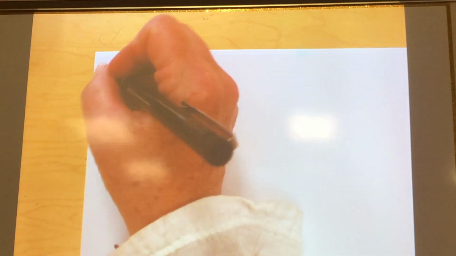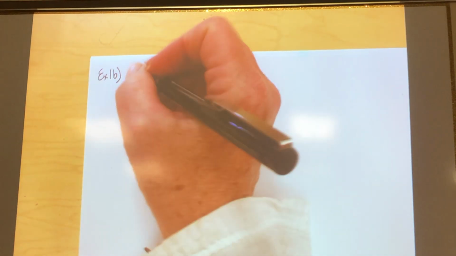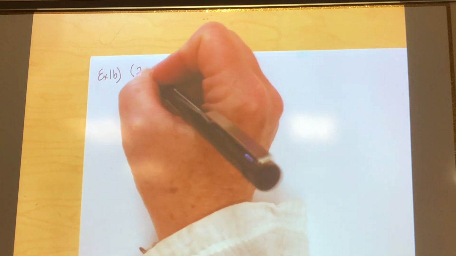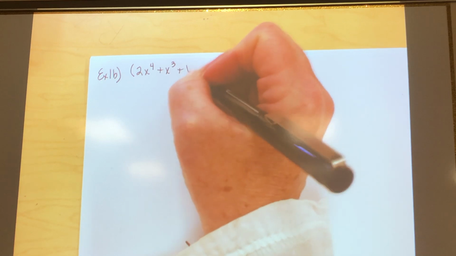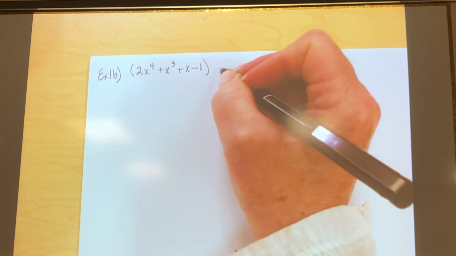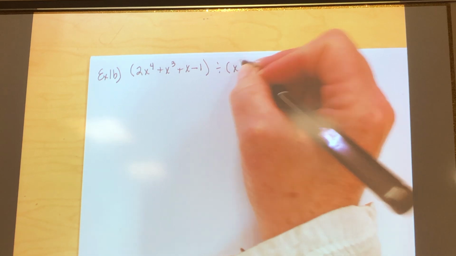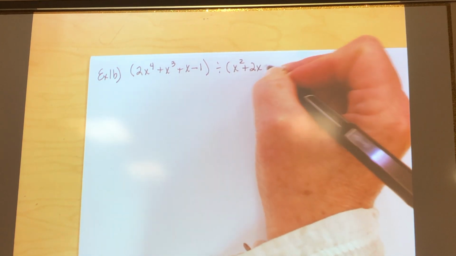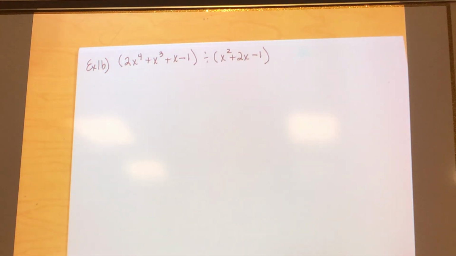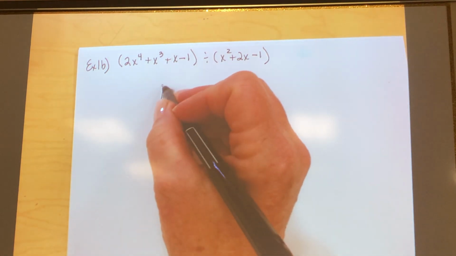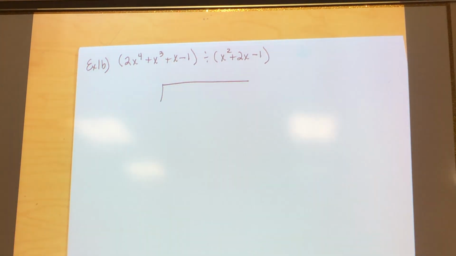Here's your next problem. Are you ready? Example 1b. 2x to the 4th plus x to the 3rd plus x minus 1, divided by x squared plus 2x minus 1. You have to know who goes in the house and who goes outside the house. You do it, and then I'll get started on it.